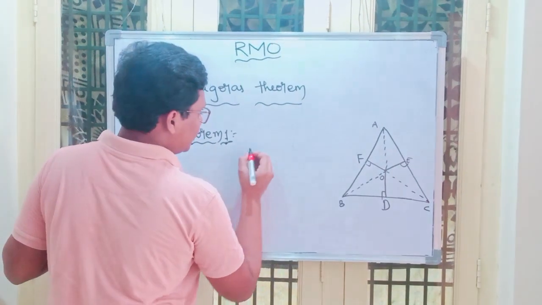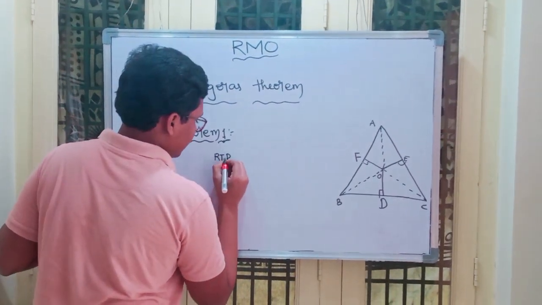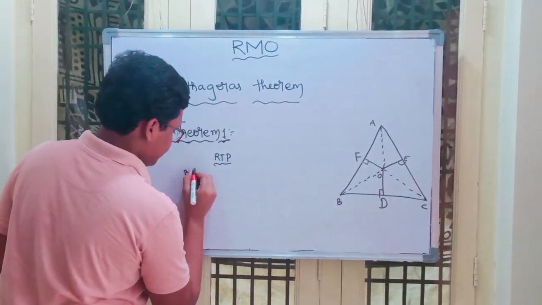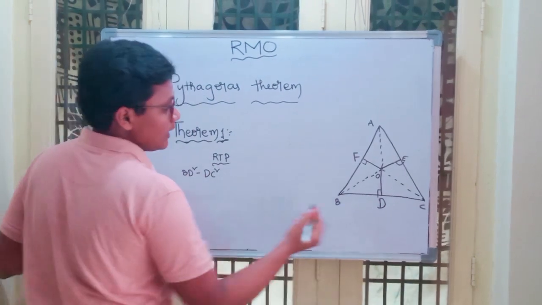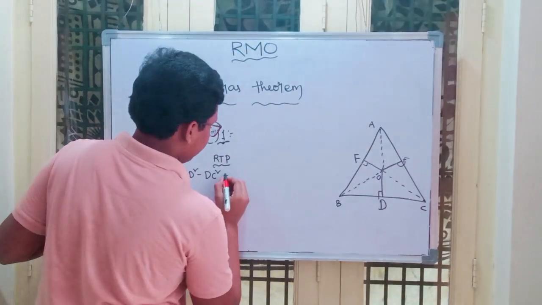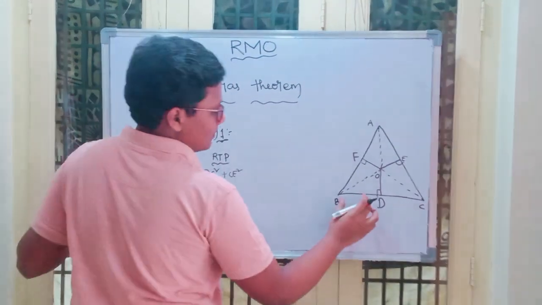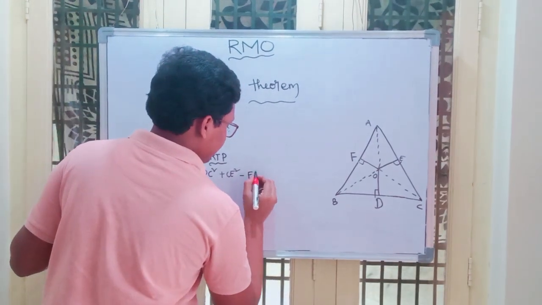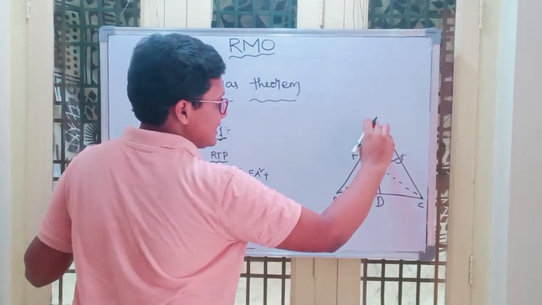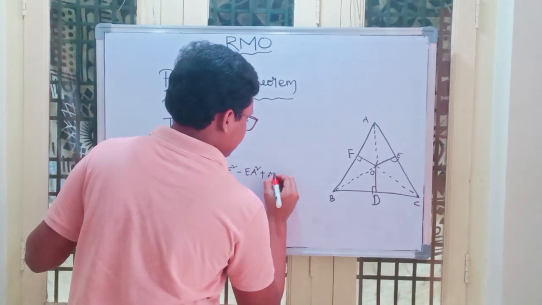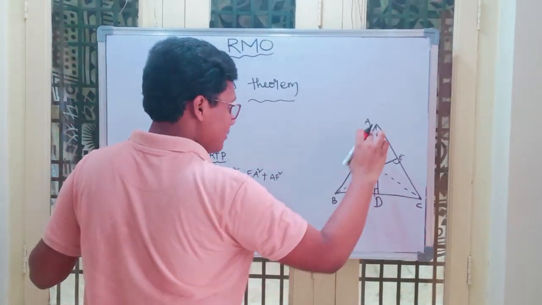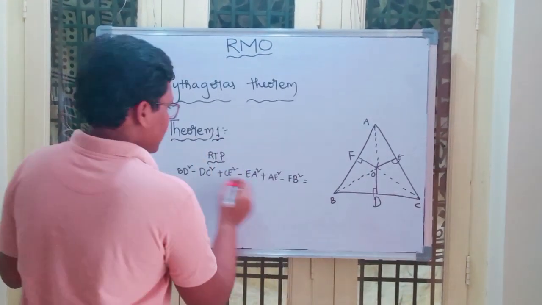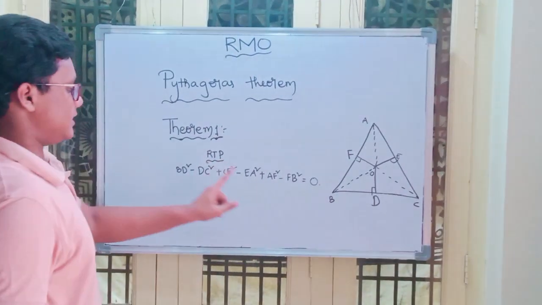Now we need to prove, RTP, BD square minus DC square plus CE square minus EA square plus AF square minus FB square. This should be 0. We need to prove this.